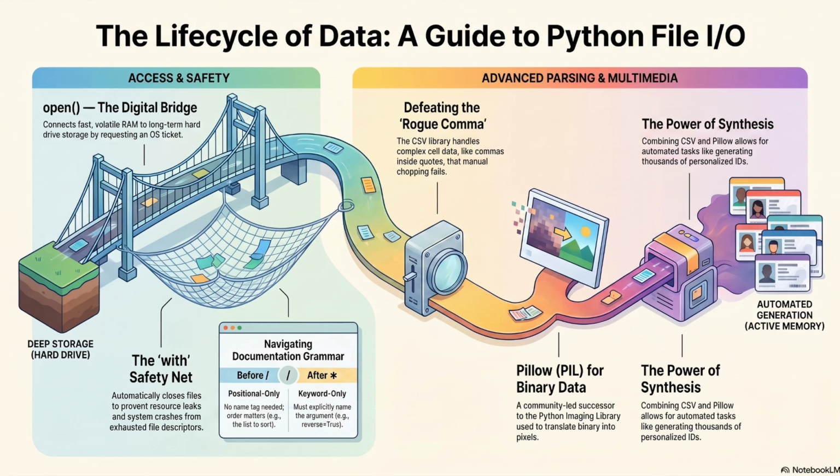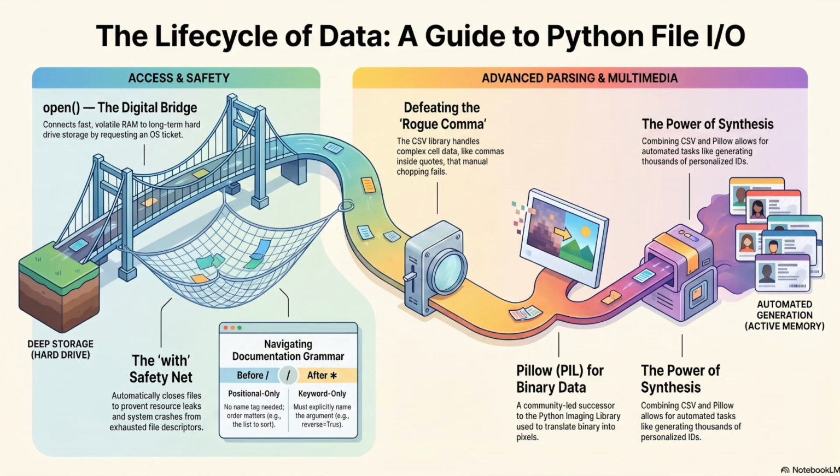Okay, let's unpack this. Even if you, the listener, have never written a single line of code in your life, the concepts here are universally applicable to understanding how every app on your phone or computer actually operates. To understand how a program handles data, we logically have to start at the absolute beginning of that flow, the gateway, the front door. Because you can't process a file until your program actually gets its hands on it.